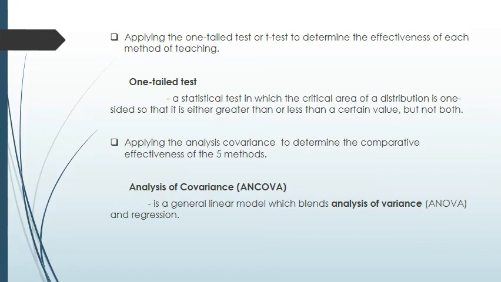Some of the statistical procedures to be used are the one-tailed test and analysis of covariance or ANCOVA. One-tailed test is a statistical test in which the critical area of a distribution is one-sided so that it is greater than or less than a certain value but not both. Applying the one-tailed test or t-test is used to determine the effectiveness of each method of teaching. Analysis of covariance or ANCOVA is a general linear model which blends analysis of variance or ANOVA and regression. Applying this is used to determine the comparative effectiveness of the 5 methods.